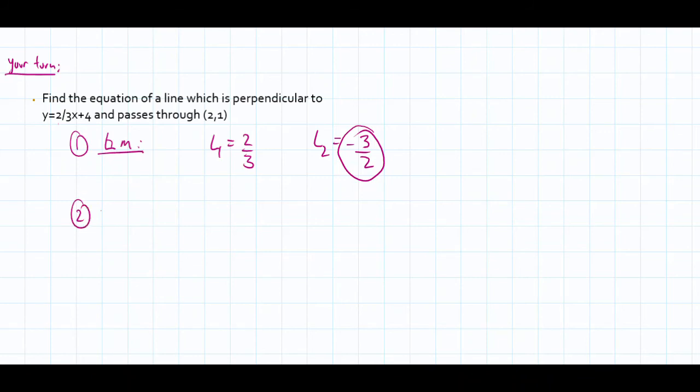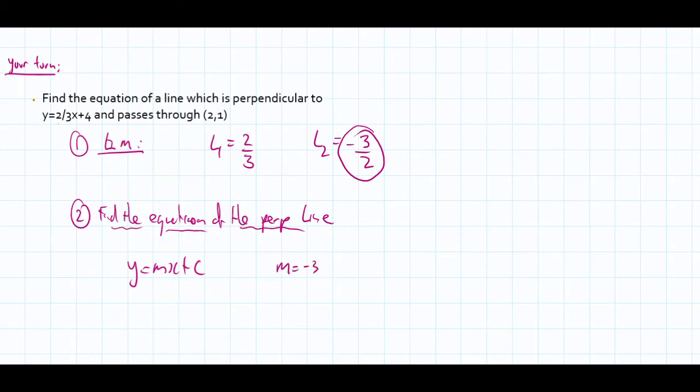Second step is I need to find the equation of the perpendicular line. Okay, so I'm going to use y equals mx plus c. I know I've got my gradient of minus 3 over 2, and I know we've got the point (2, 1). So x is 2, y is 1. So let's substitute that into my general equation to find c. So y is 1, m is minus 3 over 2, x is going to be 2 plus c.